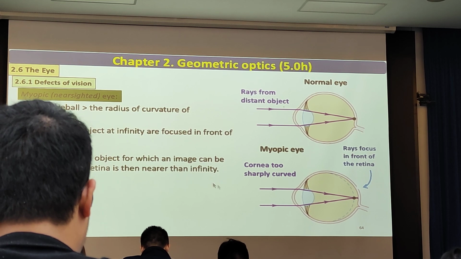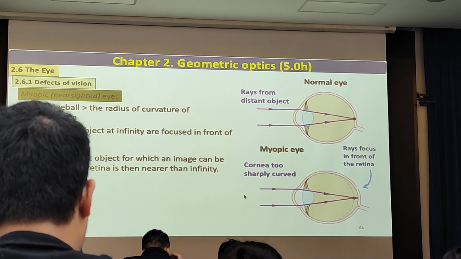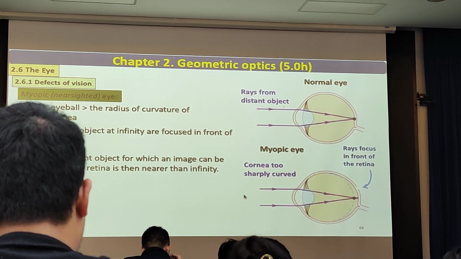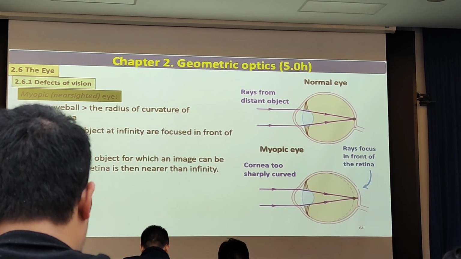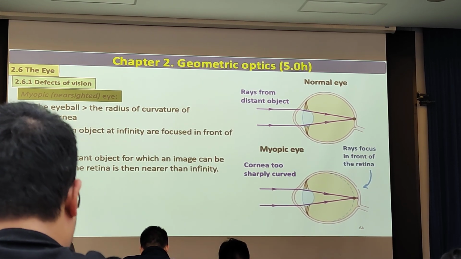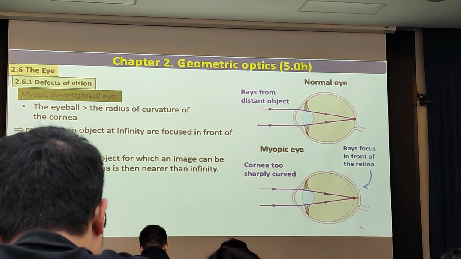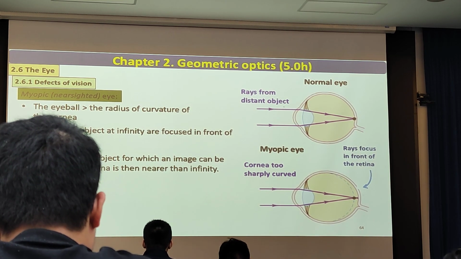So we need to fix this problem, right? So the most distant object for which an image can be formed on the retina is not at infinity anymore, but closer than infinity. So that's why it's called myopic eye.